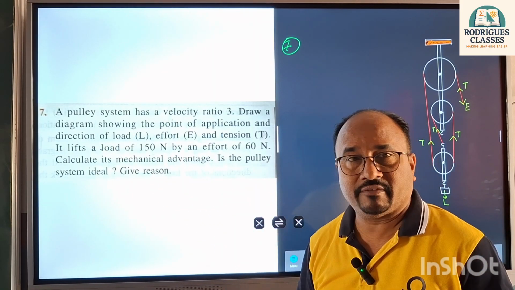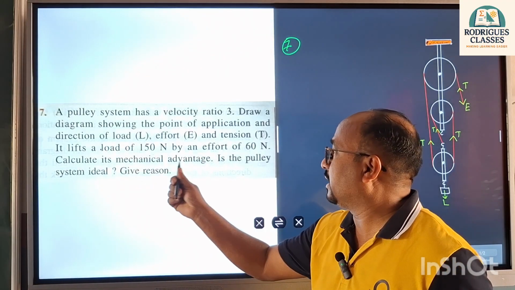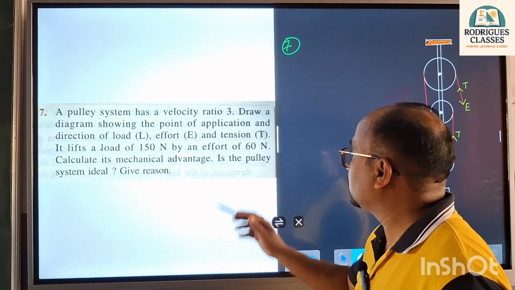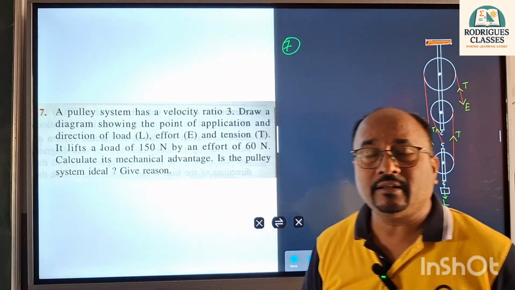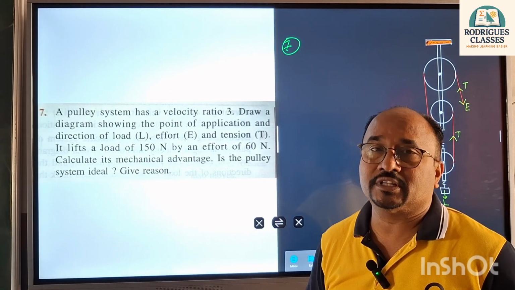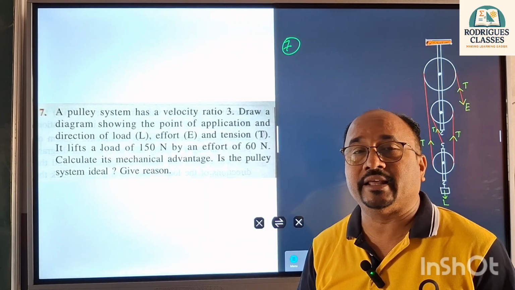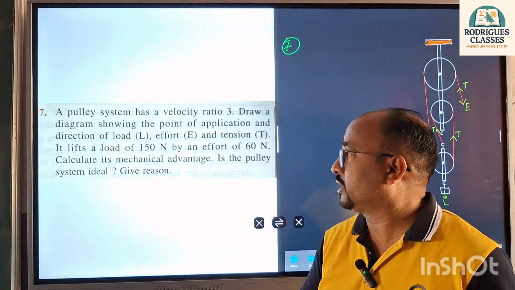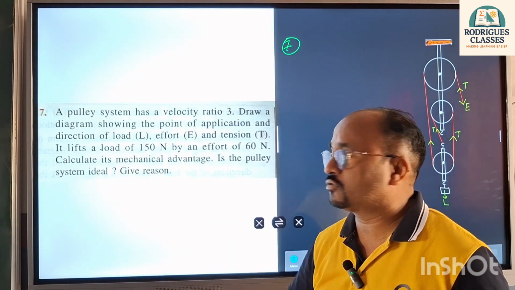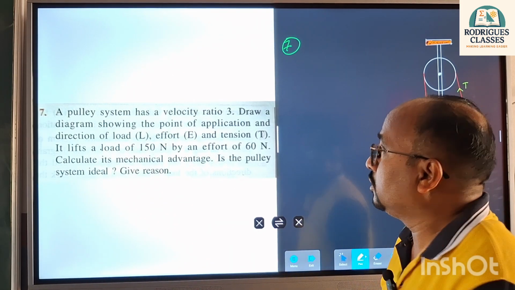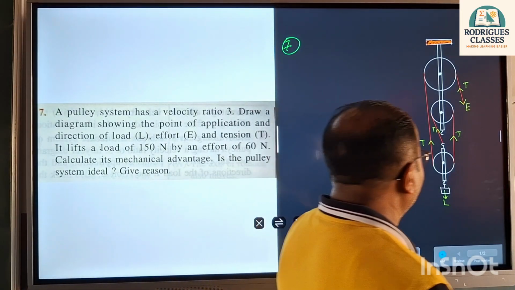Load and effort is given. So we can find the mechanical advantage by using load by effort. Is the pulley system ideal? For that we need to find the efficiency. If it comes as 100%, then it is ideal. If it doesn't, it is not an ideal system. We have been asked to give reason for it. So the diagram I have already drawn here.